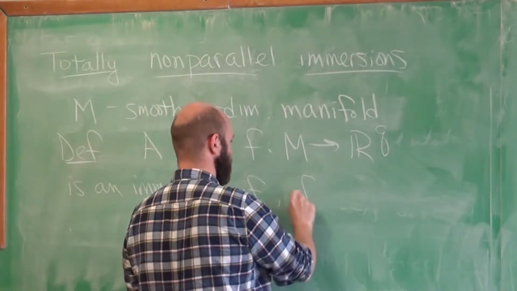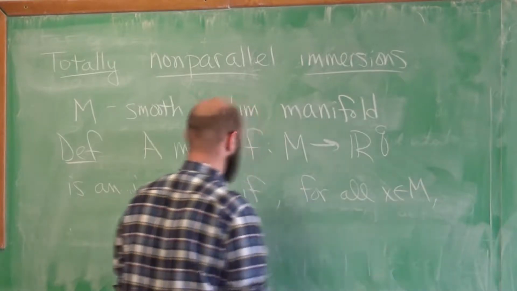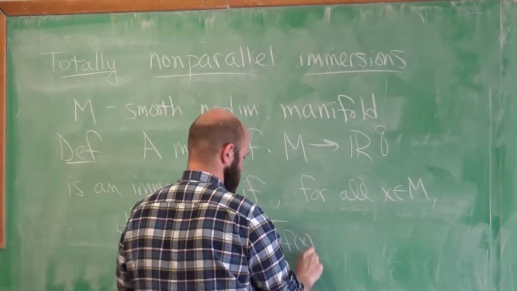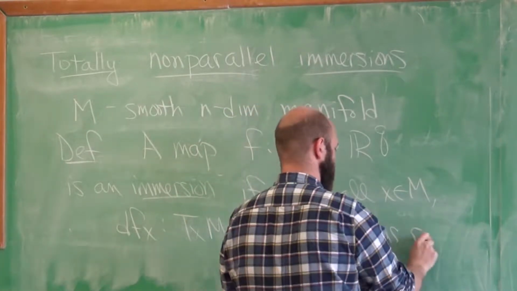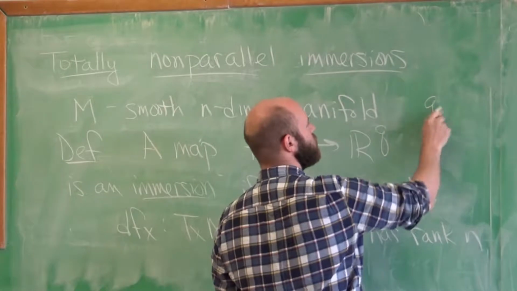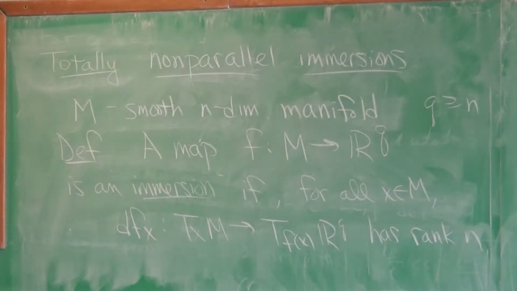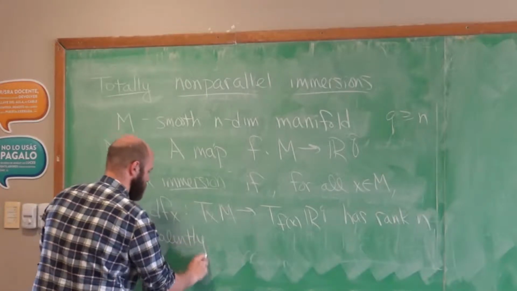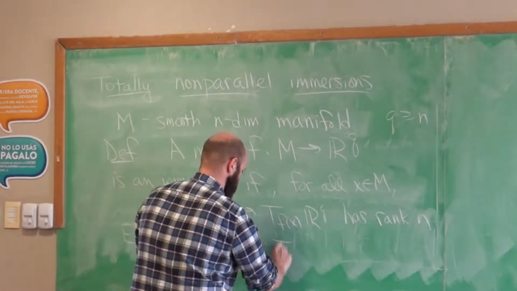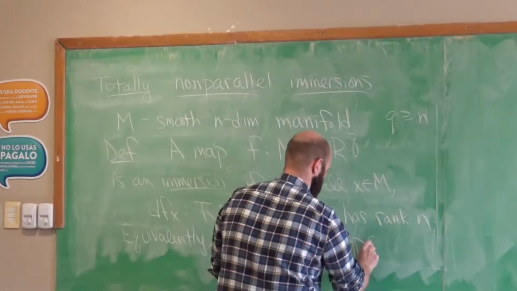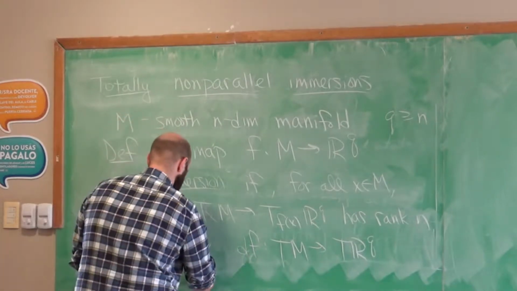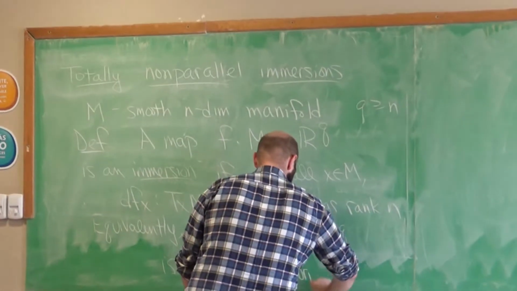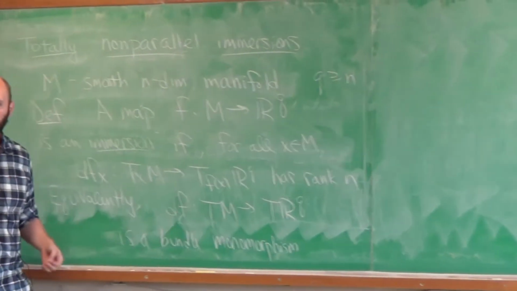if for all x, my differential has rank n. I will always assume q is greater than or equal to n. And equivalently, we could say this differential is a bundle monomorphism, which just means injective on each fiber.